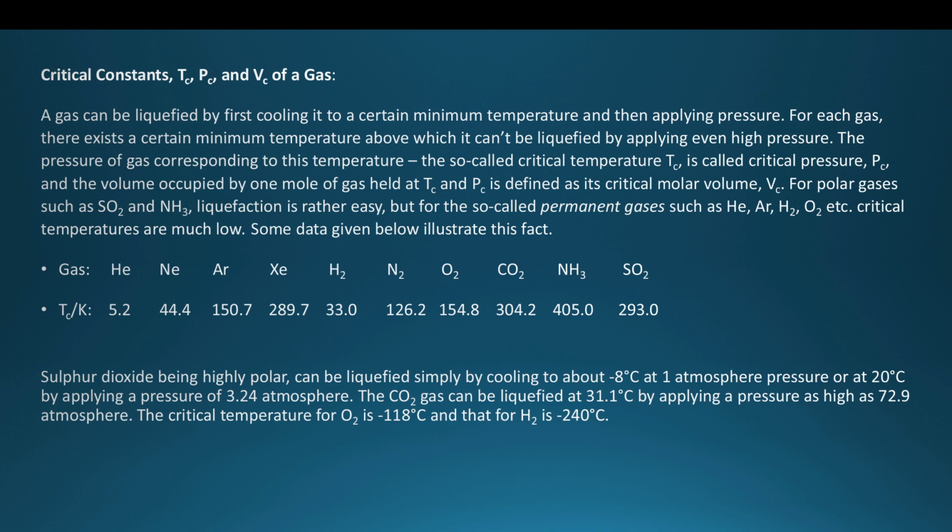Sulfur dioxide, being highly polar, can be liquefied simply by cooling to about -8 degrees Celsius at 1 atmosphere pressure. This is a very rare example. All gases must be brought down to critical temperature and then pressed by applying high pressure.